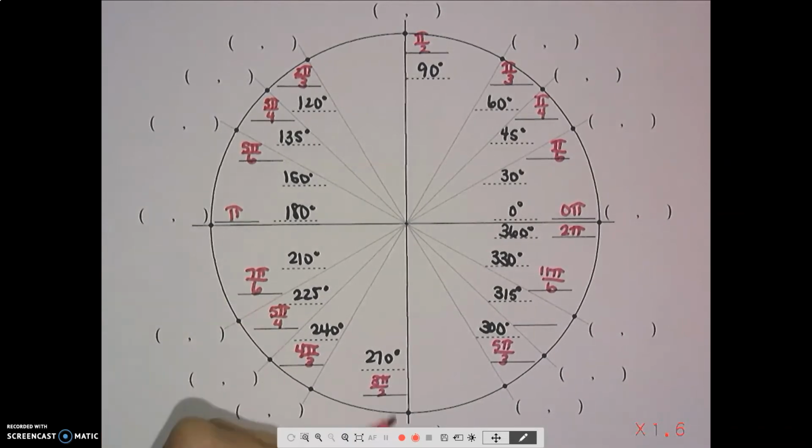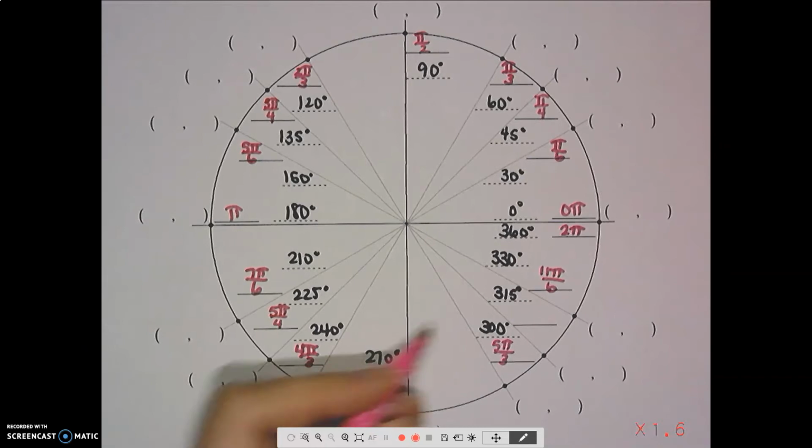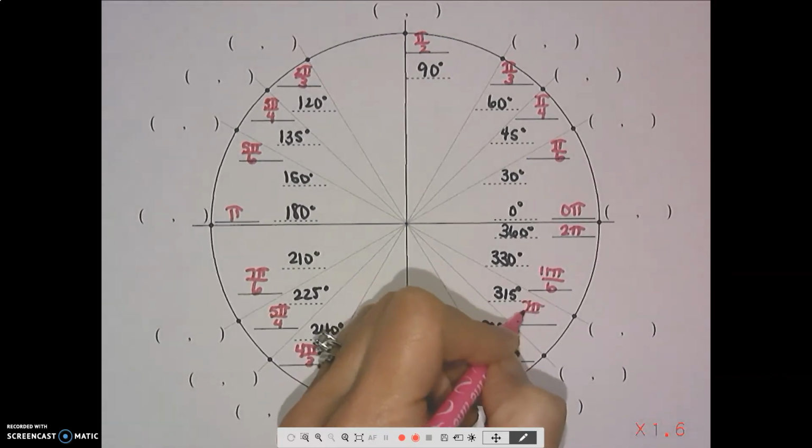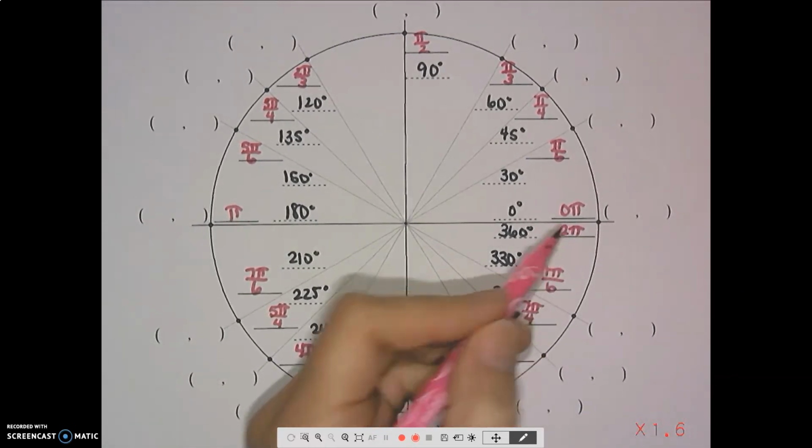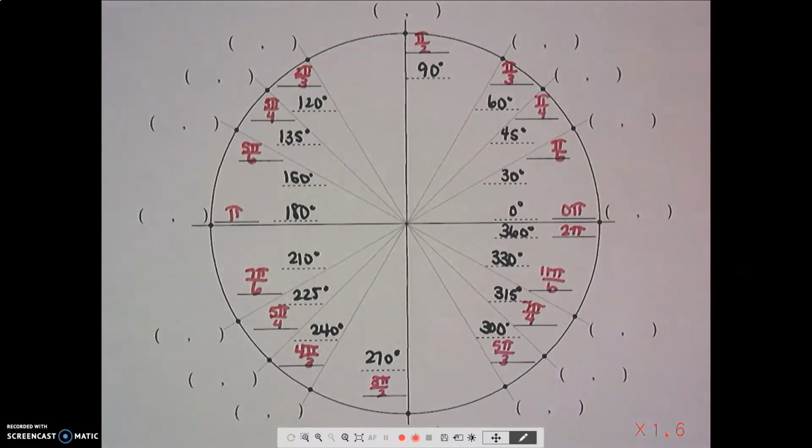5/4, 6/4 is 3/2, 7/4, and then 8/4 is our 2 pi again. Okay, so that is the degrees and radians all around the circle.